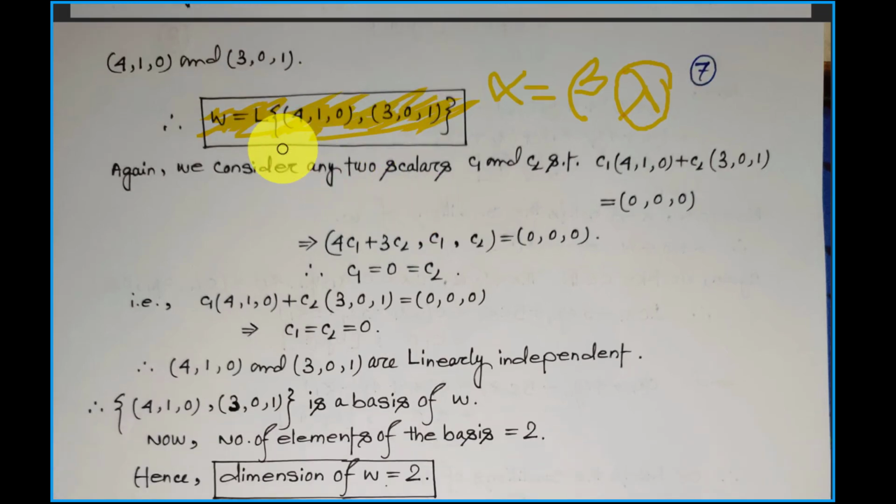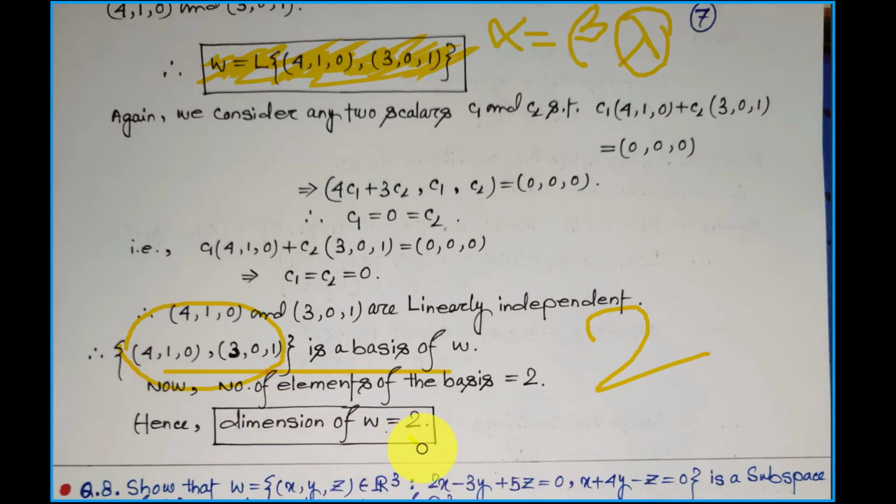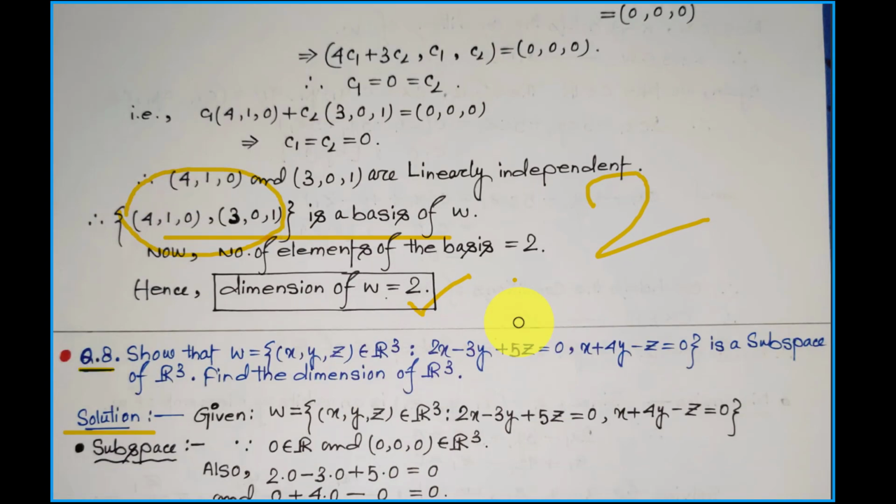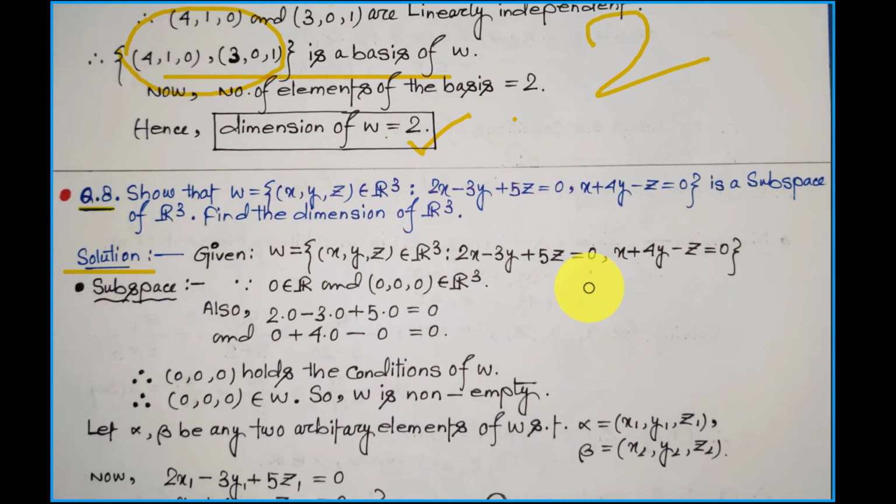So {(4, 1, 0), (3, 0, 1)} is a basis of W. Now tell me, what is the number of elements of this set? The number of elements is 2, because this set has exactly 2 elements. Therefore, the dimension of W is 2. Quite interesting. Now come to our next question.